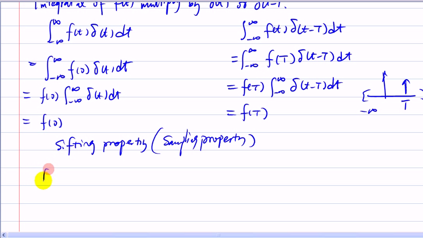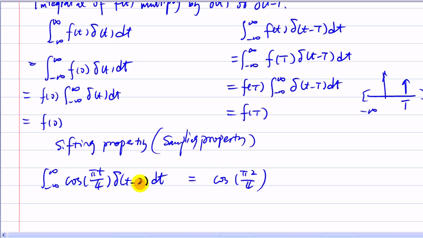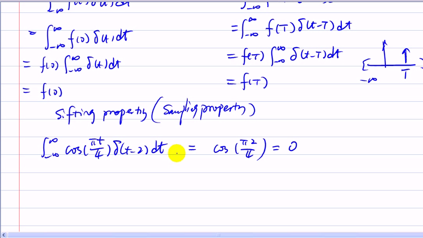Let's see, we have an example here. We integrate from negative infinity to positive infinity cosine of pi t over 4 times delta t minus 2 dt. This is exactly the same format, because your f of t here is cosine pi t over 4, and in delta t minus capital T, your capital T here is 2. So the result is cosine of pi times 2 over 4. I replace the t with 2, and this is cosine of pi over 2, which is 0. So that's how you can deal with this kind of question.